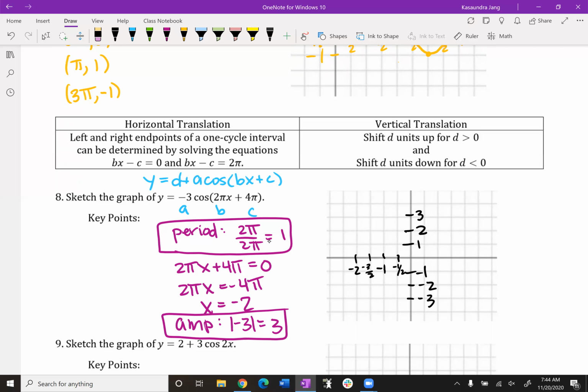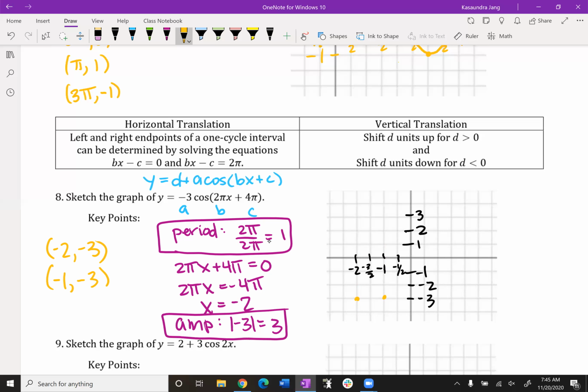We're going to get some key points here. Its minimum is at -3. So if I start this cycle at -3, I would be at the point -2, -3. And the end of this cycle is supposed to go a distance of 1, so I would get that also ending at the same y value. So I'd get -1, -3 as well. So -2, -3, -1, -3.